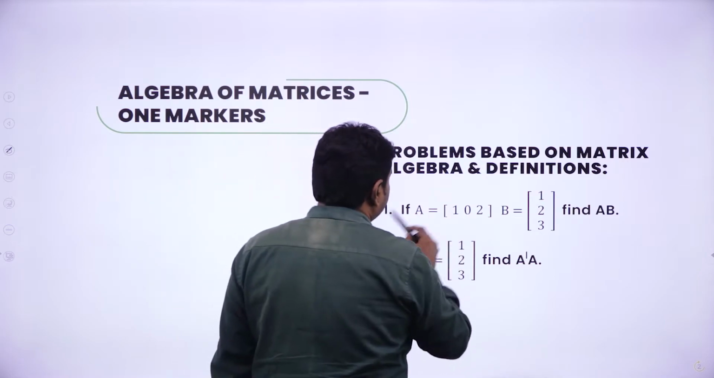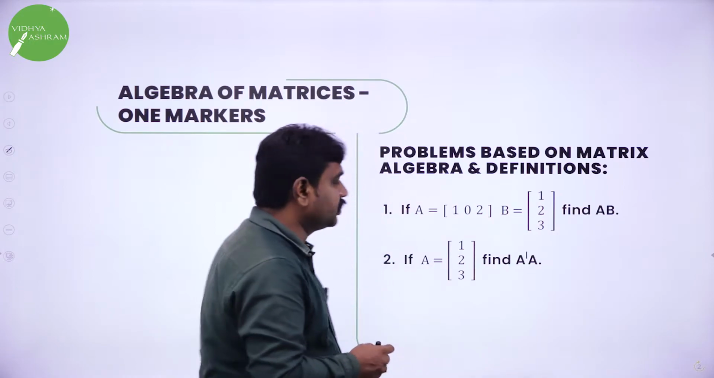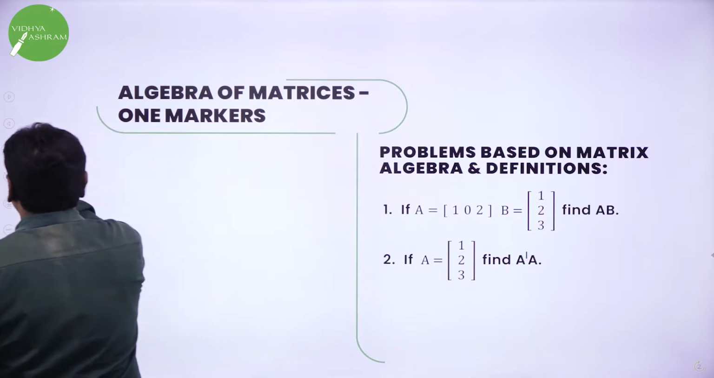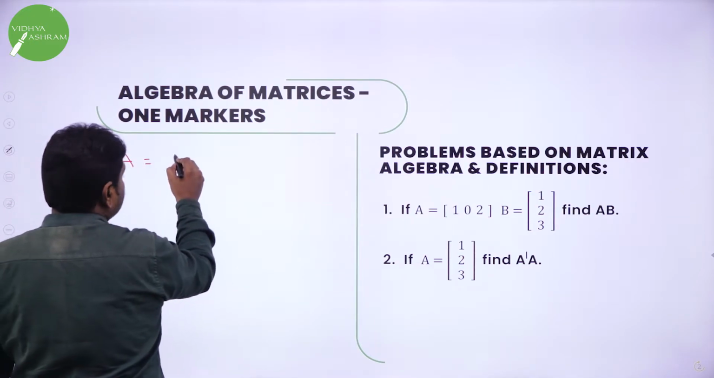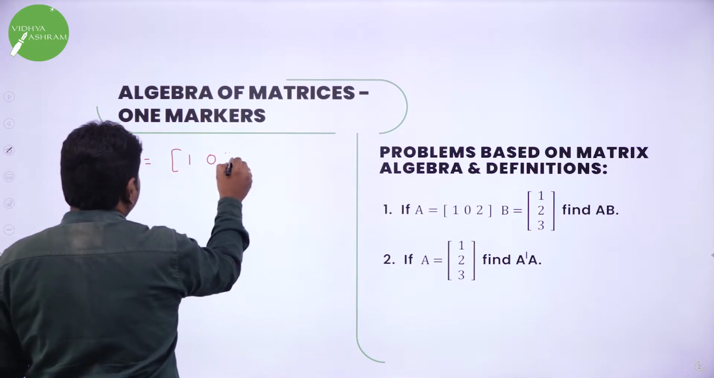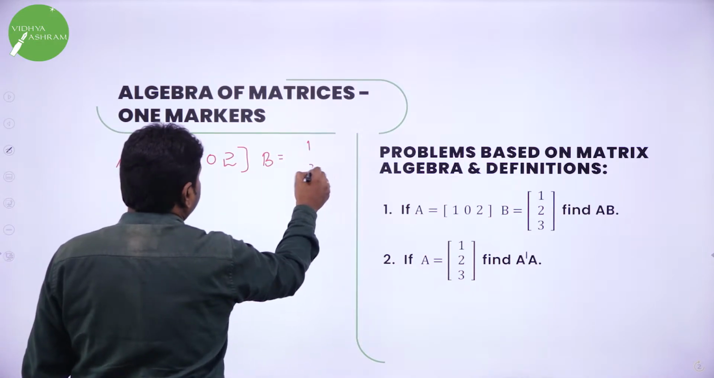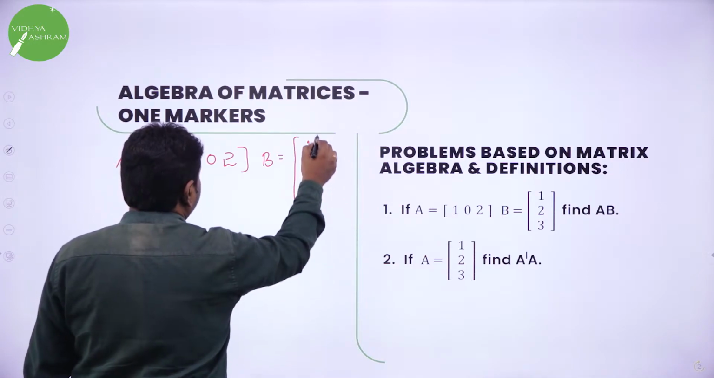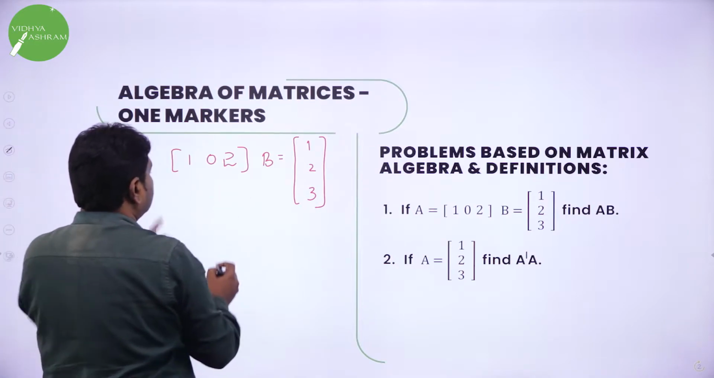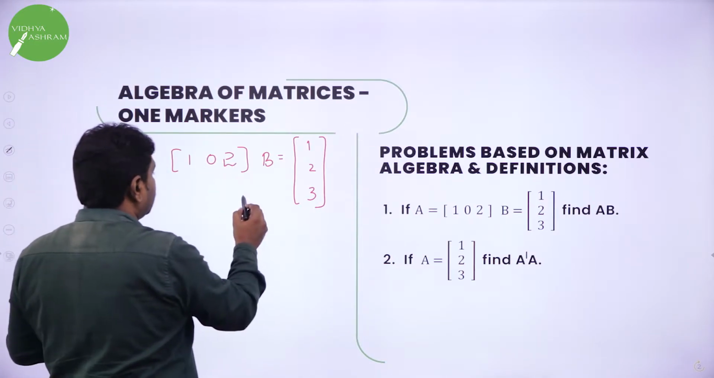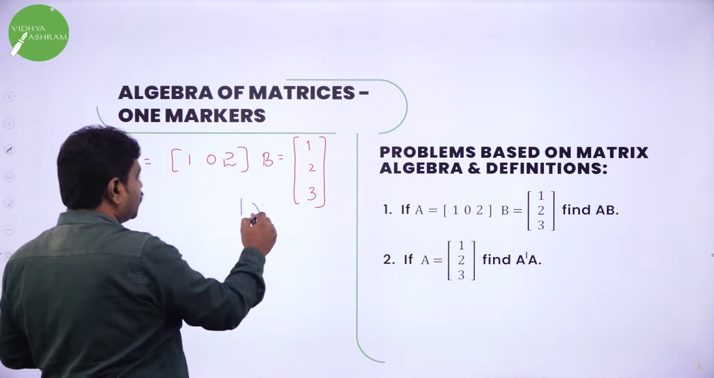So now first, A they gave 1 0 2, B they gave 1 2 3. They wanted to find AB. A into B. All of you know what is meant by A into B. So A is a row matrix 1 0 2. B is a column matrix 1 2 3. So when you observe, first you write the order of this. What is the order? How many rows are there? So here I have one row. How many columns are there? 1 2 3 columns, 1 cross 3.